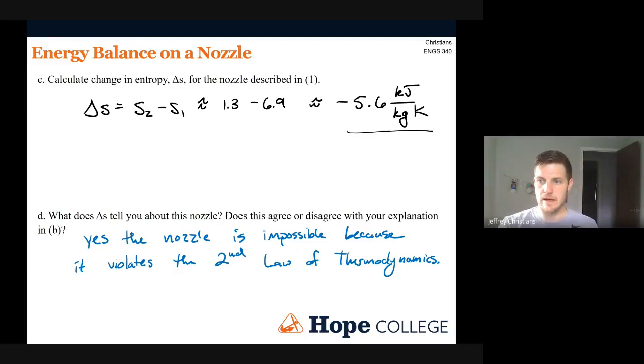So that would be, like I said, a more rigorous way of saying that, yes, this doesn't work. Delta S is less than 0. So that's, again, our mathematical reason why we're violating the second law of thermodynamics, because the change in entropy of our system is less than 0.